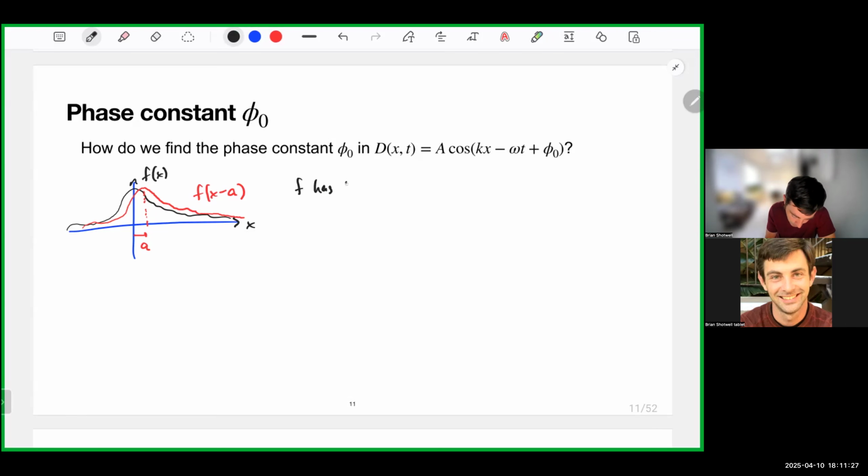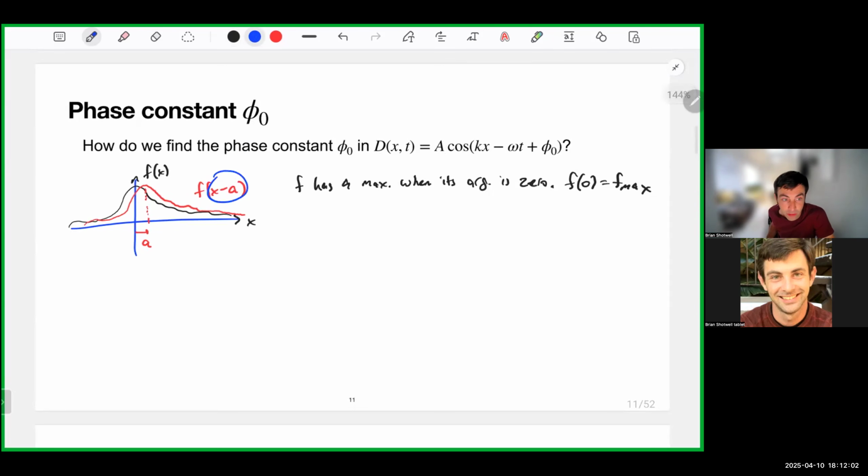So to give at least one justification for why this might be the case, f has a maximum when its argument is 0. In other words, f of 0 is equal to f max. And that's true no matter what. If you look at the red graph, it's the same function, the same picture, the same graph. It's just displaced right or left. And that function achieves its maximum at x equals positive a, but notice how x equals positive a is when the argument is 0.